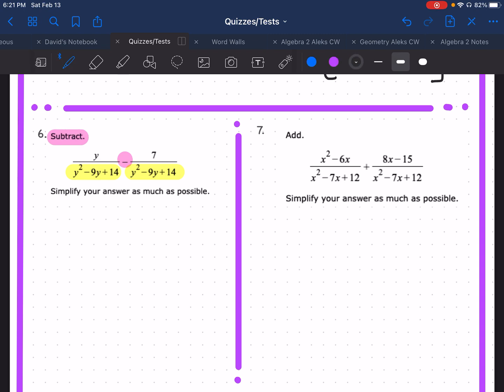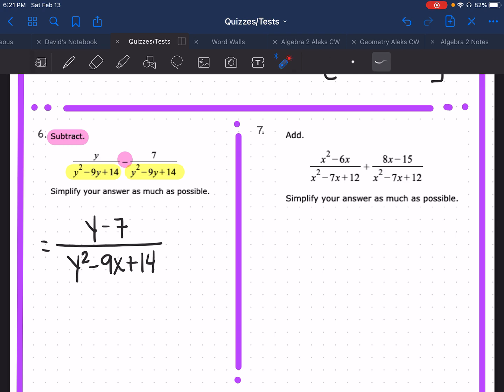So remember, I go ahead and put down my denominator that I highlighted, but only once. And then I'm going to put down my first numerator minus my second numerator. Now be very careful. If this numerator had more than just a 7, you're going to want to remember to put it in parentheses, and then you're going to want to remember to distribute the negative.